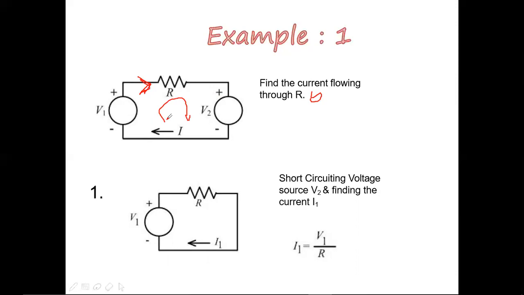The first rule is you should consider only one active source. That is the reason I am considering only one active source. The second source is replaced with its internal resistance. What is the internal resistance of v2? 0. The ideal voltage source internal resistance is 0. That is the reason I am short circuiting v2. After short circuiting, I find I1. The current is flowing like this, considering negative to positive. This is the path. I1 equals v1 by r, with the voltage source v2 short circuited.